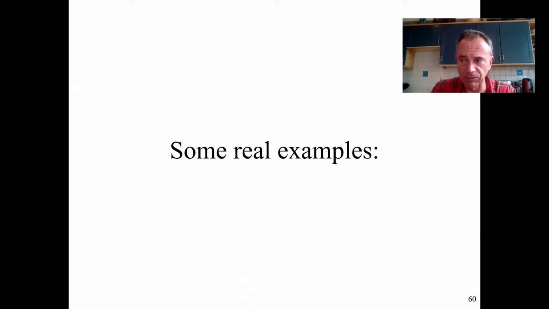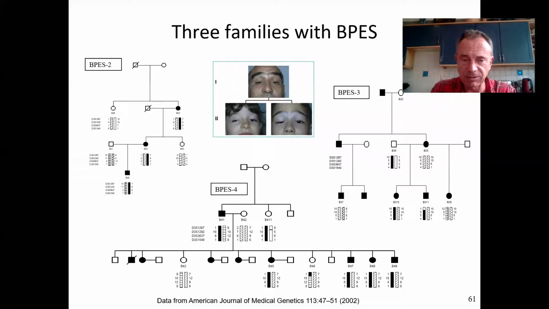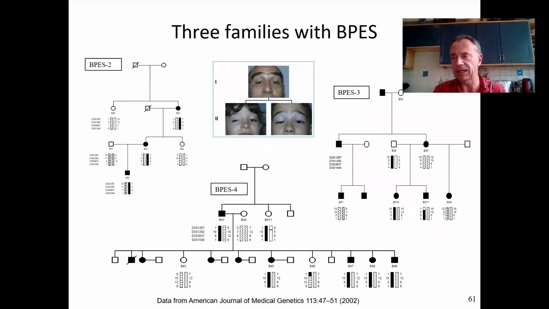So what do we do in real life? Here is a real Mendelian dominant disease, BPES. I apologize, I always have to look up what this is. This is blepharophimosis, ptosis, and epicanthus inversus syndrome. What that means is that you have drooping eyelids, you have difficulty opening your eyes wide, and your epicanthic fold can be folded over your eyelid. This is a picture of the normal appearance.